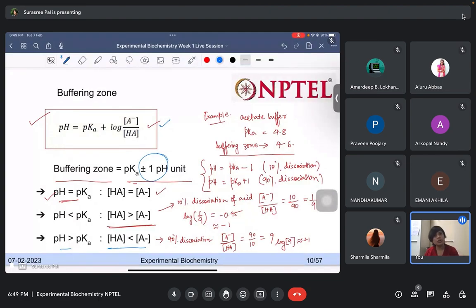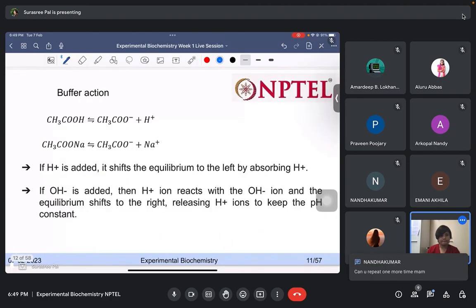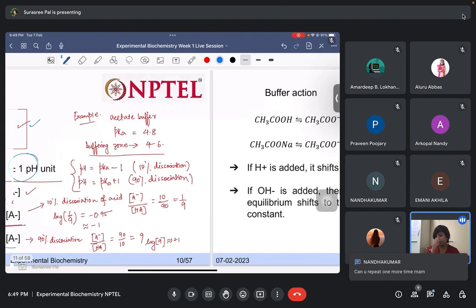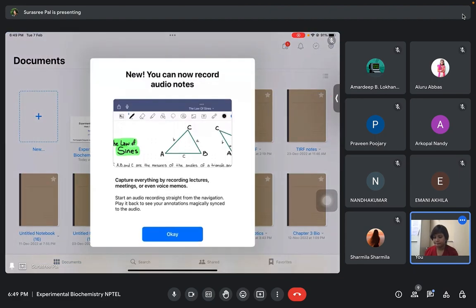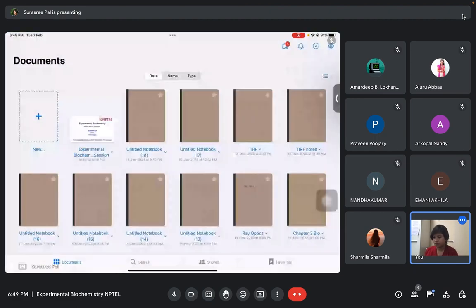Alright, if there is no doubt, you can write in the chat box if you have any doubt, or if there is no doubt, we will proceed. Okay, one more time should I repeat? Alright. I'm creating a new notebook and I'm showing it to you.